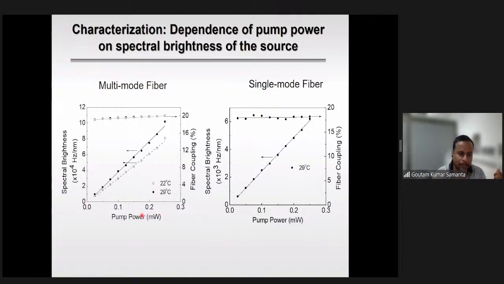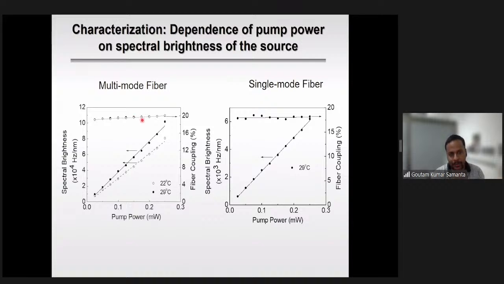So we change the pump power while collecting using two different fibers, one multi-mode and another single mode. In that case, you can see that the spectral brightness is increasing. And this is the fiber coupling efficiency, where this parameter is how many coincidences there are relative to the total singles count, so that is the ratio. We can see that out of 100 photons detected by the fiber, 20% give a coincidence. That's a good number, but one can improve.